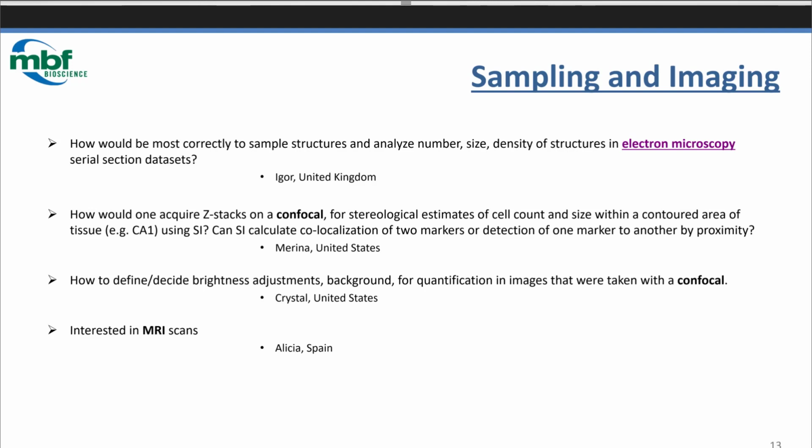Crystal from the US asks how to decide brightness adjustments when looking at these confocal stacks. And Alicia from Spain is asking about MRI scans.